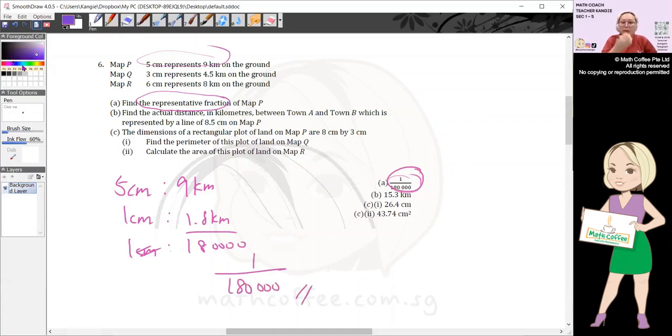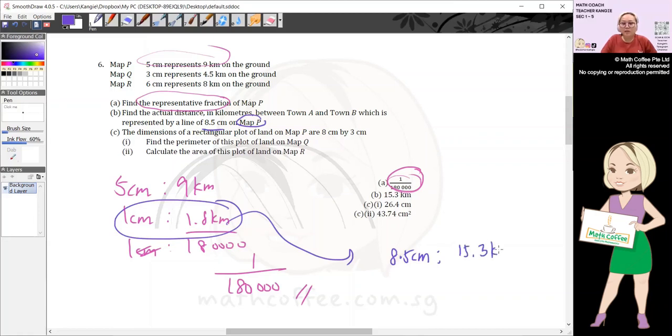Now let's take a look at part B. They said find the actual distance in km between town A and town B. This time around, they use map P and then 8.5 cm on the map. Easy lah. I use this one, multiply by 8.5 cm. So just take 1.8 multiply by 8.5, and I get 15.3 km. And that's the answer for part B.